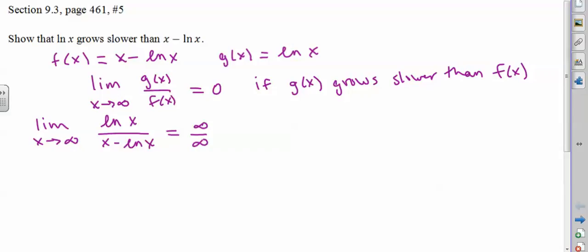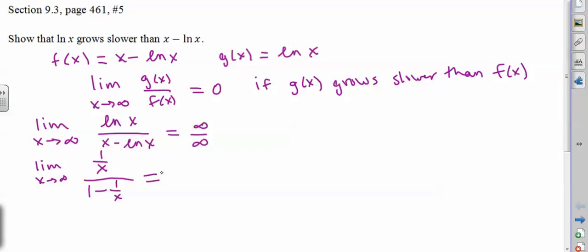Now when we have L'Hopital's rule, we continue to have our limit as x goes to infinity. And then I take the derivative of the numerator separately from the derivative of the denominator. So what's the derivative of natural log x going to be? Right, it's going to be 1 over x. And then in the denominator, I'm going to do a similar thing. I'm going to take the derivative of the denominator and put it into the denominator. So what's the derivative of x going to be? 1. And then again, the derivative of the natural log of x is going to be 1 over x.